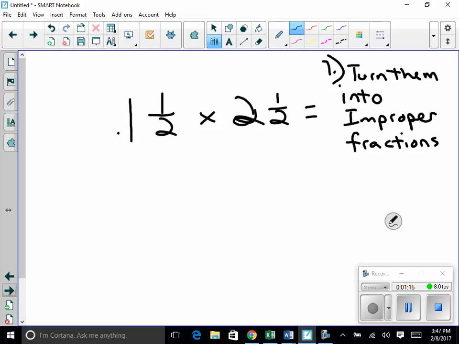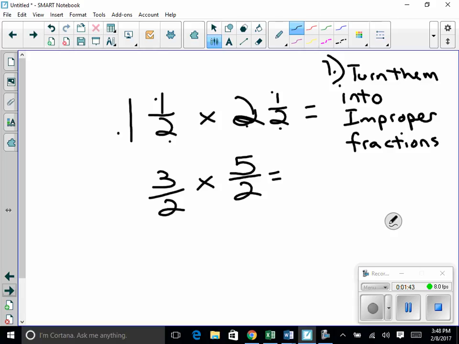What I do is I start with the 1 and then I multiply it by the 2 on the bottom, the denominator, and then add the 1 on the numerator. So 1 times 2 is 2 plus 1 is 3. I will put that over 2. So 1 1/2 is the same thing as 3/2. And then I'll do the same over here with the 2 1/2. So I have 2 times 2, add the 1, so 2 times 2 is 4, plus 1 is 5, and that's over 2. So now we have our new problem.